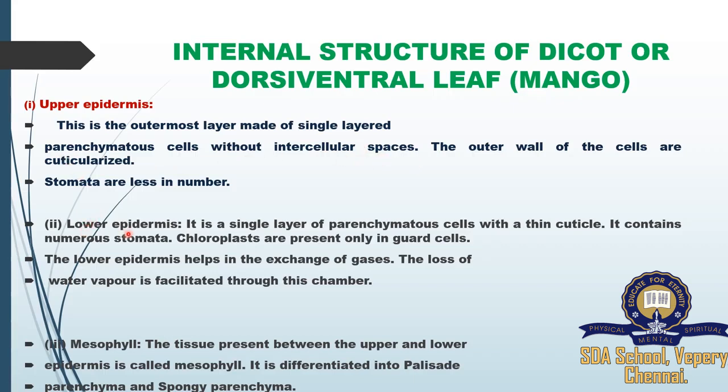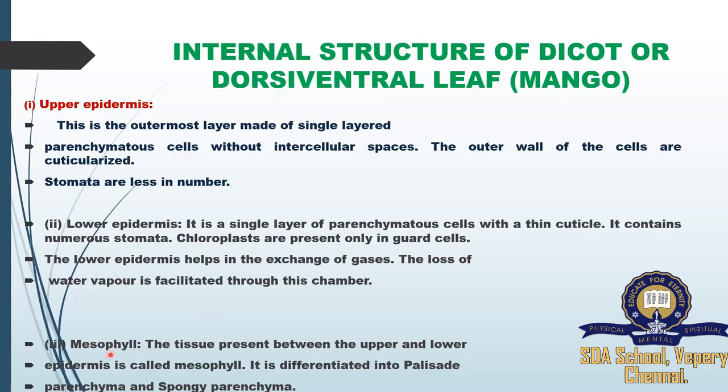Next, the lower epidermis. It is a single layer of parenchymatous cells with a thin cuticle. The cuticle is very thin here. It contains numerous stomata; numerous means a large number of stomata are present in the lower epidermis. Chloroplasts are present only in the guard cells. The lower epidermis helps in the exchange of gases. The loss of water vapor is facilitated through this. So the transportation of water vapor during photosynthesis takes place in this lower epidermis.